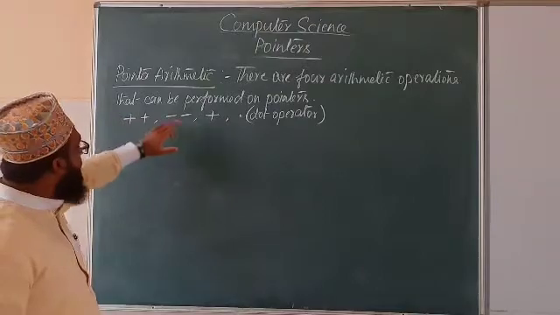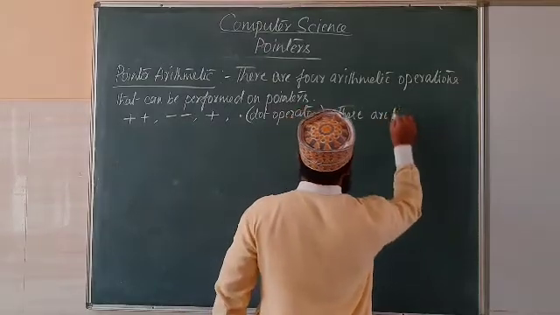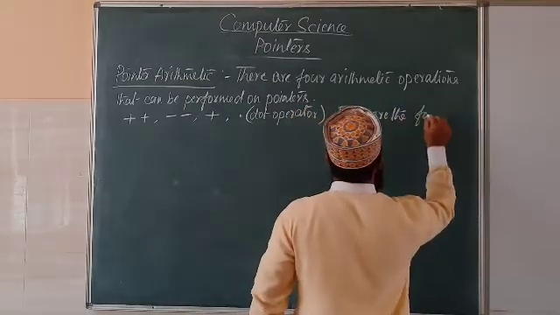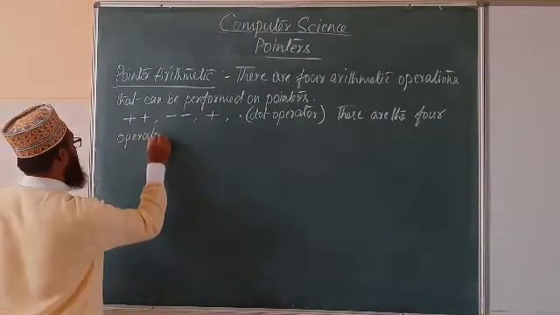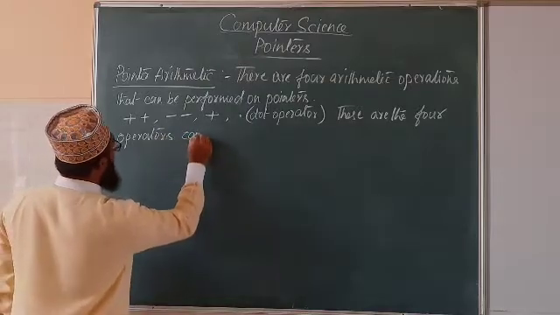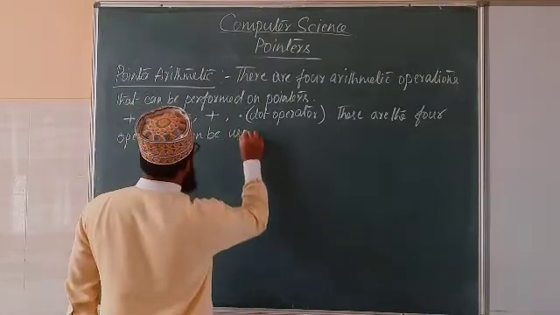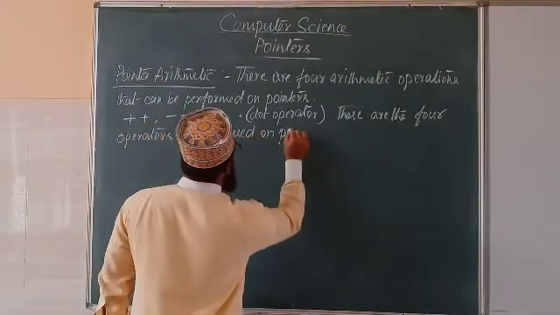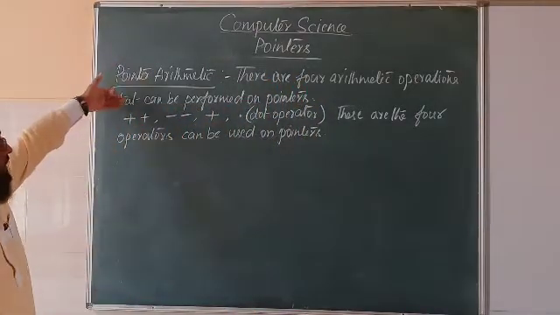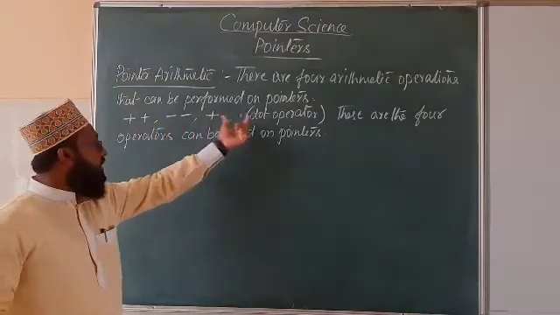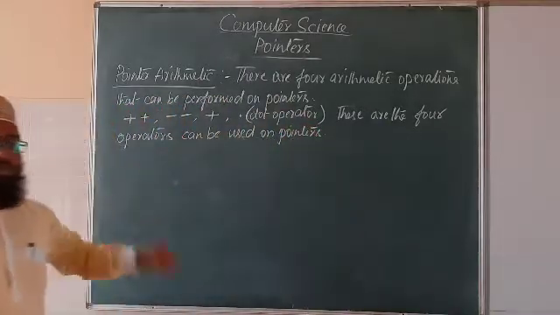Write down these as the 4 operators that can be used on pointers. For arithmetic operations performed on pointers, that is increment, decrement, unary addition and dot operation. Here these are the four operators that can be used on pointers.